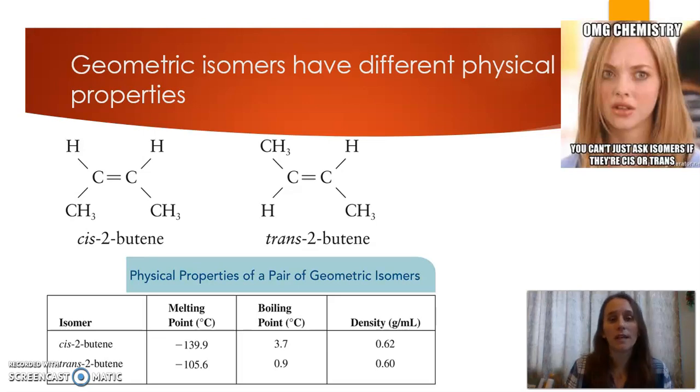If I had them all in one container, I would be able to heat that solution up, and this trans-2-butene would boil off first. The minute my solution had heated up to 0.9 degrees Celsius, it would begin to boil, and I would be able to collect that off. So they're different substances and therefore deserve different names. You've probably heard of cis-trans isomerism before, not just in this class.